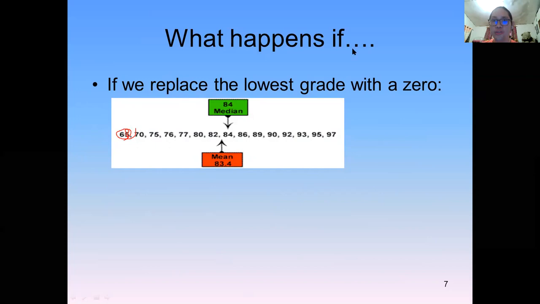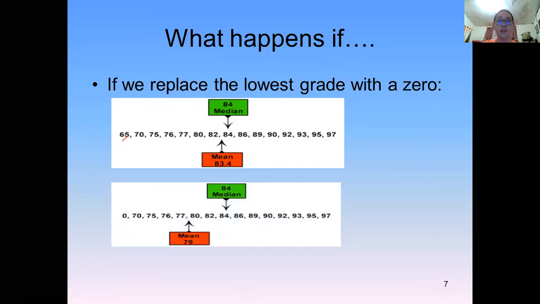I want you to observe that for a while. Okay, replace 65, the lowest grade or score, with a zero. What happened? I want you to compare it. Is the median affected? Is the mean affected? So based on the screen that you can observe there, when we try to replace the lowest grade with a 0, then the median will not be affected, but the mean is affected.